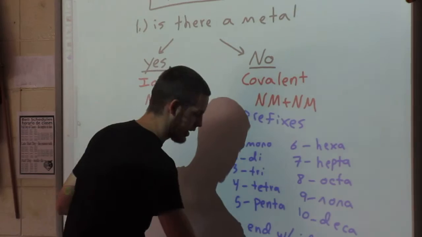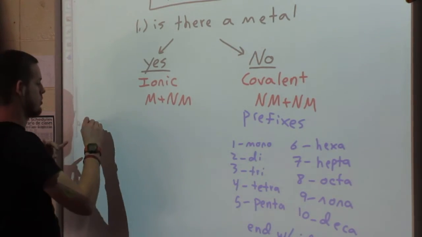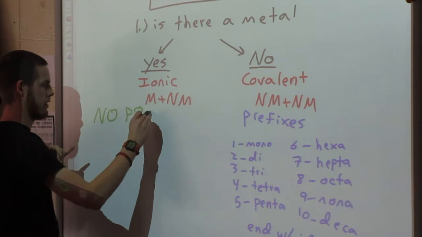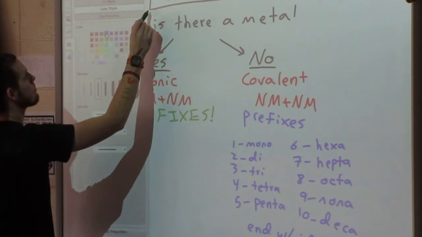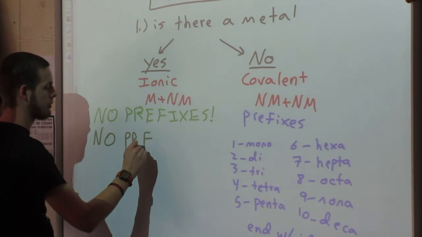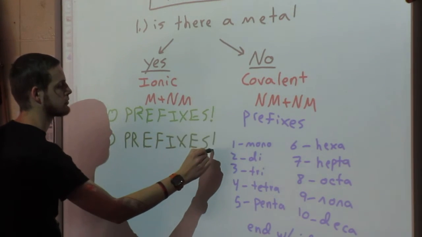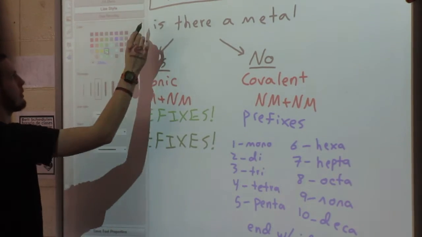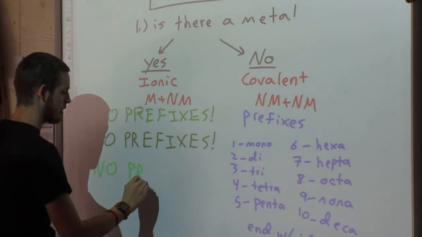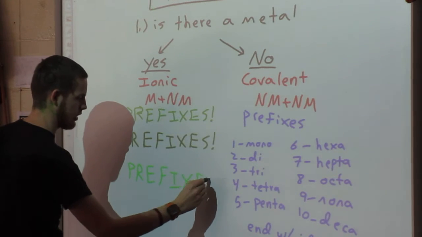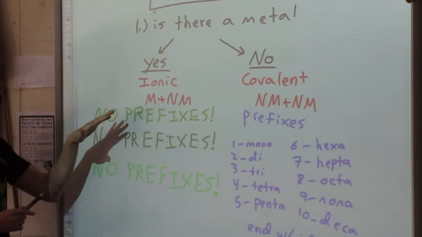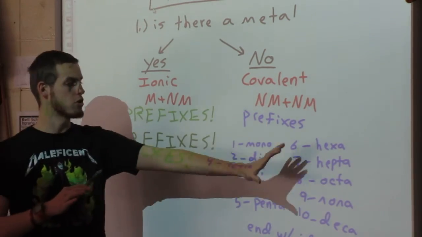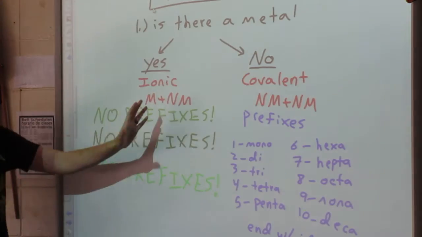I'm going to switch it up here. Ionic. Ionic things, first and foremost, no prefixes. Second thing, there are no prefixes. And for real, this time, the third thing is that there are no prefixes. Number one mistake from everybody, okay? From all the regular classes, from magnet, on ionic, this is probably overall the number one mistake. If you put a prefix on an ionic, you instantly get it wrong. Don't do that. Prefixes are for your covalents. These guys don't have it. Okay, so this doesn't matter.